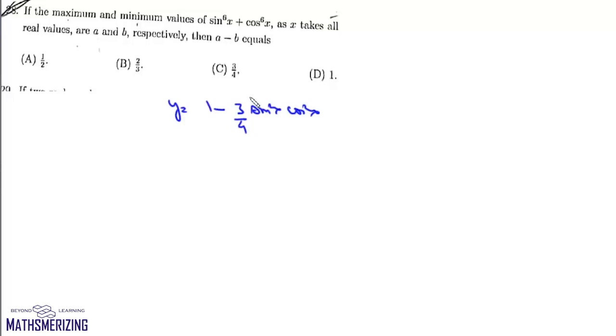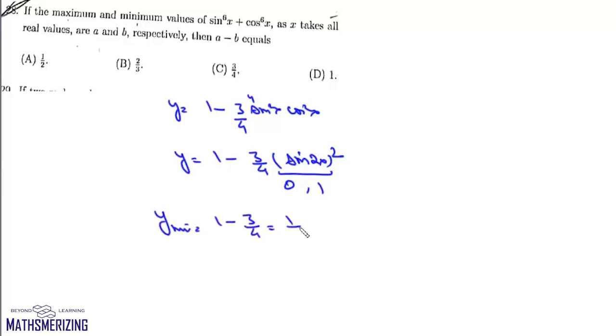Now we'll multiply by 4 and divide by 4. So we can write y equals 1 minus 3 by 4 into sine 2x whole square. Now minimum value of sine 2x is 0 and its maximum value is 1. So y minimum value will be when sine is 1. So it will be 1 minus 3 by 4, and that is 1 by 4. And its maximum value is when the value of sine is 0. So it will be 1. And a minus b will be 1 minus 1 by 4, and it is 3 by 4. And that's your option C.